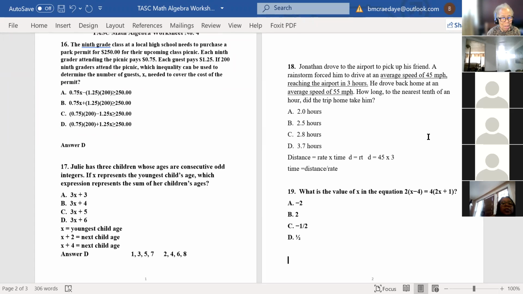And also number 19, remember your PEMDAS, you're going to do your parens first. You're going to combine your X's, combine your numbers, and give me the value of X. Any questions on 19?